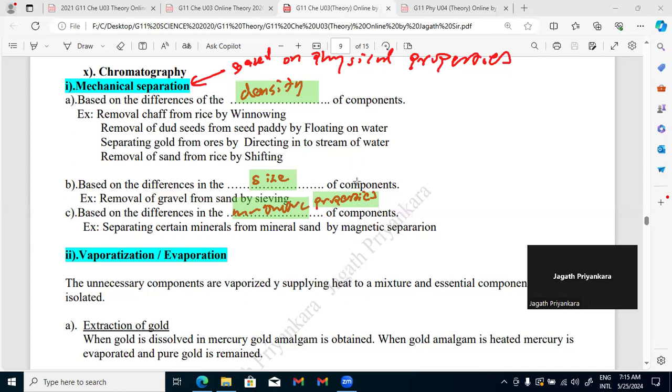Next one. There are 10 separation techniques. The first one is mechanical separation. That is what we practice in our day-to-day life. The next one is, students, vaporization or evaporation.